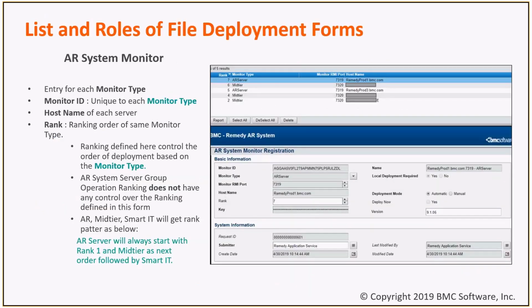To begin with, let's start with the AR System Monitor form. This form has entry types for applications like AR, mid-tier, and Smart IT, along with their host names. Each entry has a unique monitor ID. The rank defined here takes care of the deployment order, and the rank does not have any control over the server group operation ranking. The order of the deployment for the application will always start with AR, followed by mid-tier, followed by the Smart IT servers.